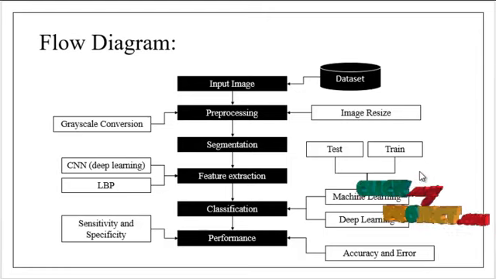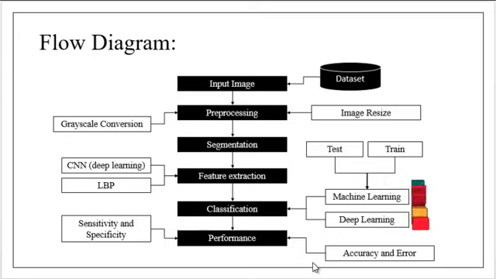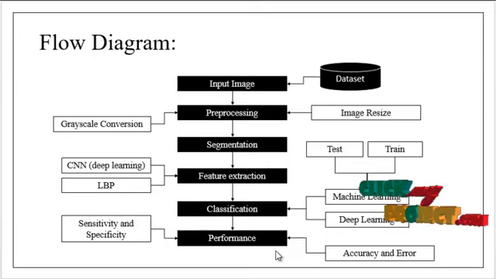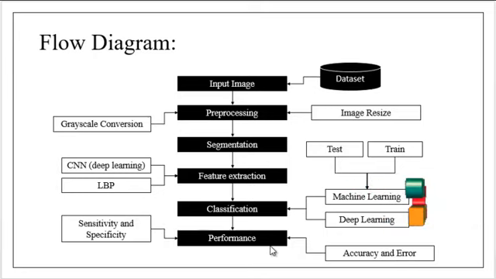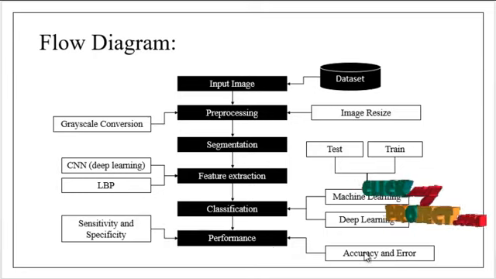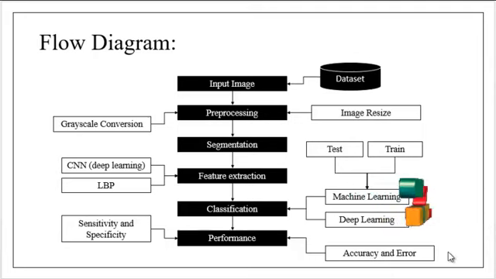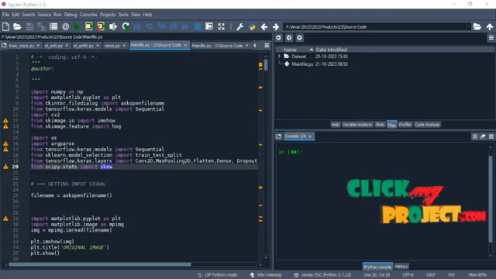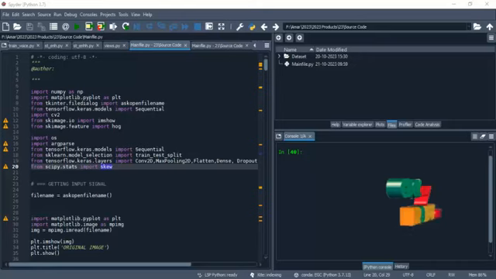So after doing the feature extraction and classification, the performance will be evaluated. The performance will be evaluated by means of the accuracy, error rate, sensitivity, and specificity. Most probably we will concentrate on the accuracy and the error rate to estimate the appropriate performance of the classification. Now we are going to discuss the running procedure of the process.